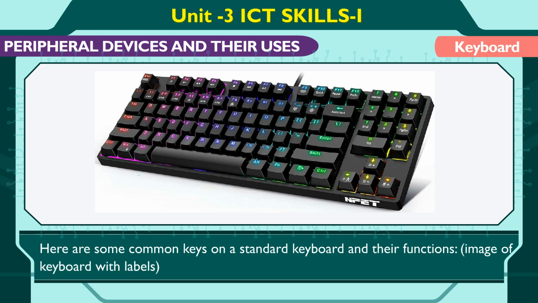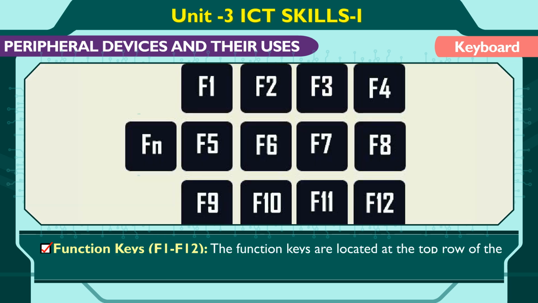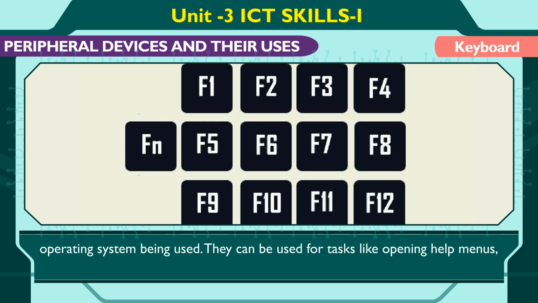Image of keyboard with labels. Alphanumeric keys. These keys include the letters A to Z and the numbers 0 to 9. They are used for typing text and numbers. Function keys F1 to F12. The function keys are located at the top row of the keyboard and perform different functions depending on the program or operating system being used. They can be used for tasks like opening help menus, refreshing a web page, or adjusting display settings.